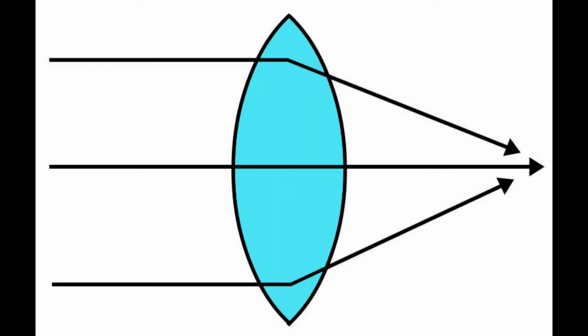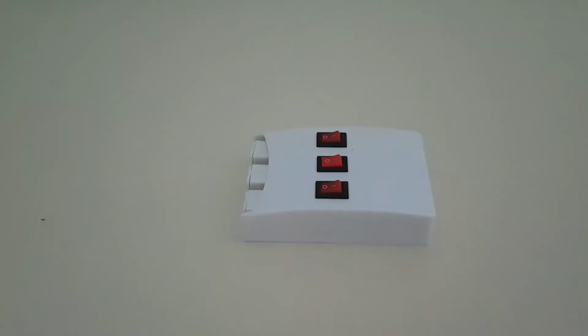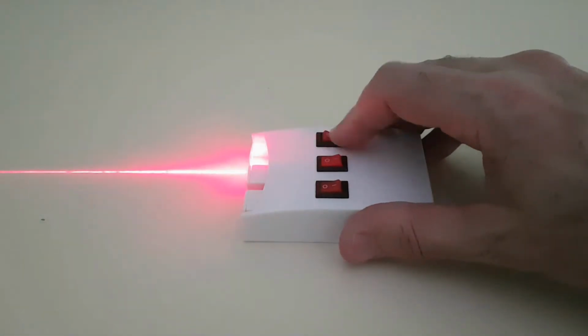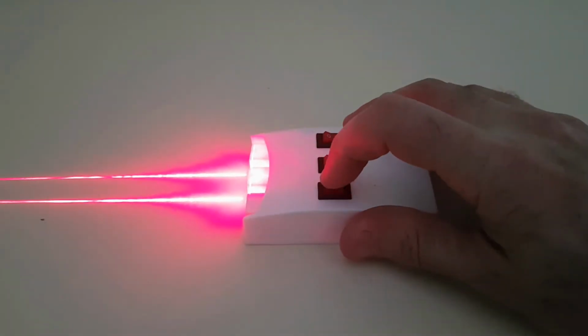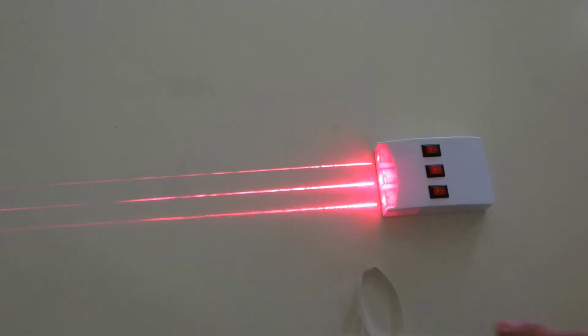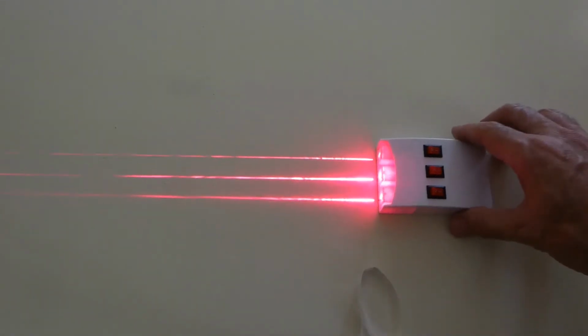In a converging lens, a ray passing through the center will not be deflected. The other rays converge, that is, they touch at a point called the focus. To observe it, use this triple focus, which emits three parallel laser beams.